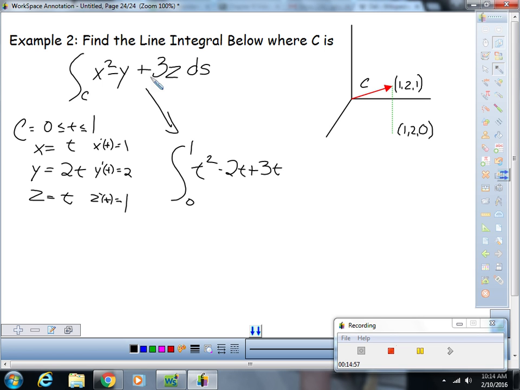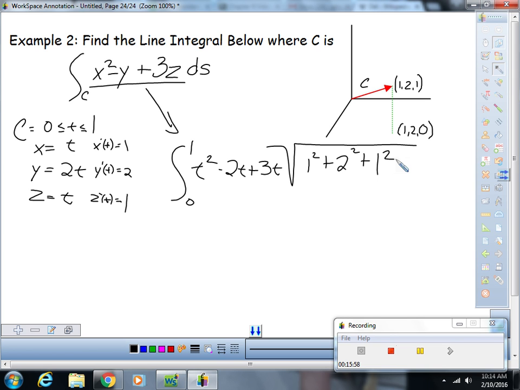Meaning, as I put in a different x, y, and z, forget about the integral. Just look at this function. As I put in different x's, y's, and z's, I get different outputs. Think of that output for now as the density. Do you understand? But we took that density equation and wrote it in terms of t, because now, as we take that density and multiply it by length, we get something that's useful. So our length is the square root of 1 squared plus 2 squared plus 1 squared.